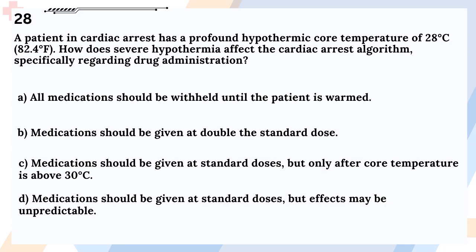Question 28. A patient is in cardiac arrest due to suspected opioid overdose, confirmed by pinpoint pupils and respiratory depression prior to arrest. What is the appropriate management in addition to high-quality CPR and standard ACLS interventions? A. Immediate administration of flumazenil. B. Administration of naloxone. C. High-dose dopamine infusion. D. Continue CPR for 30 minutes before considering other interventions.